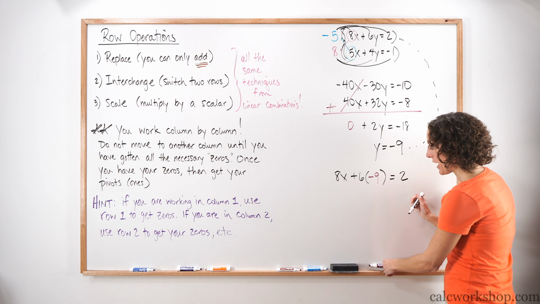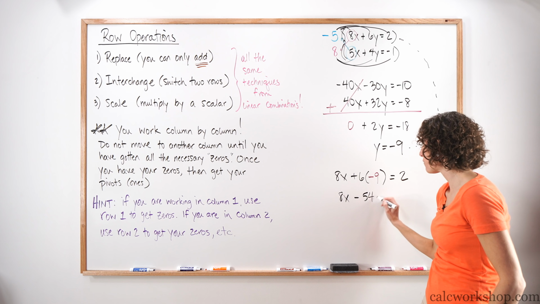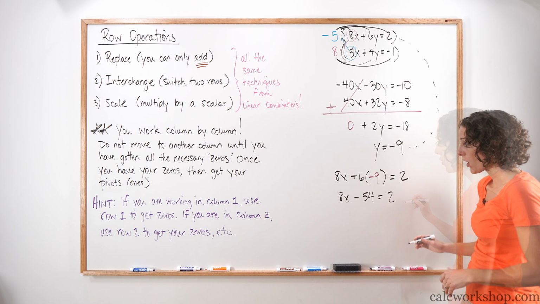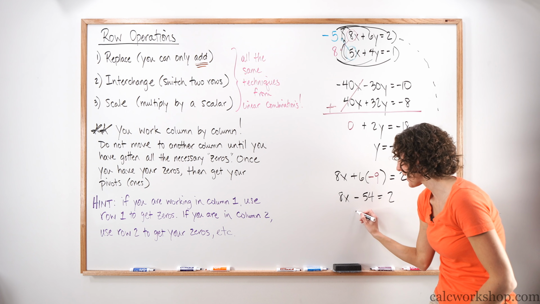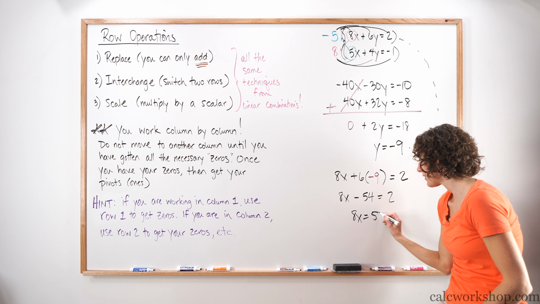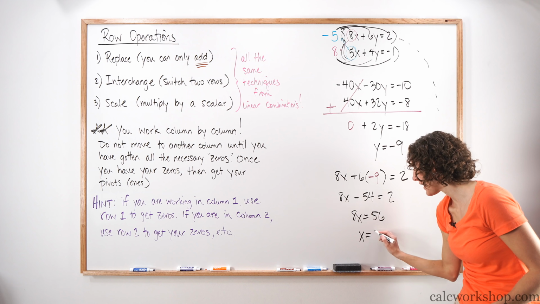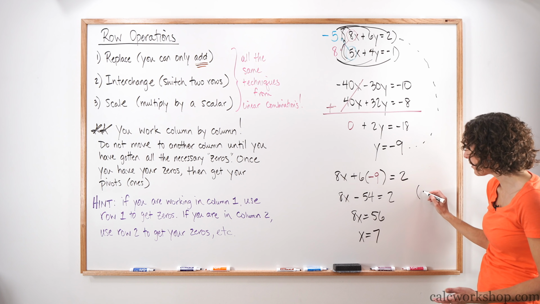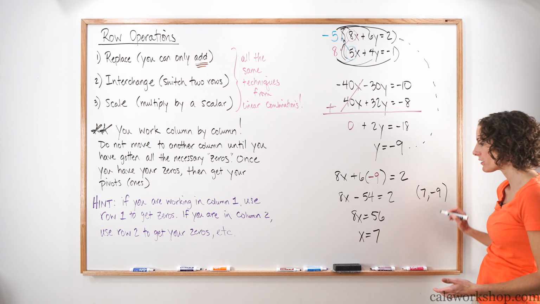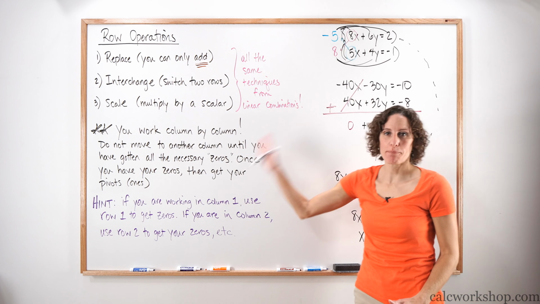We're going to simplify. Well, we've got 8x and then minus 54 equals 2. All right, so now let's add the 54 over and we get 8x equals 56. Divide by 8. X equals 7. Well, that means we found the solution. We found the value of 7, -9. Well, this is everything that we're going to do for matrices.